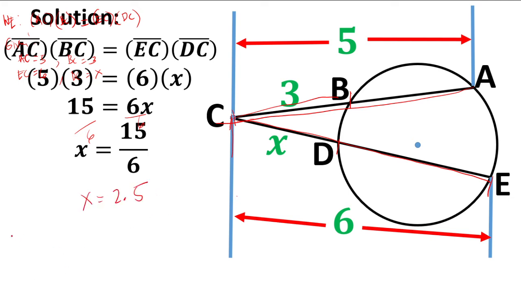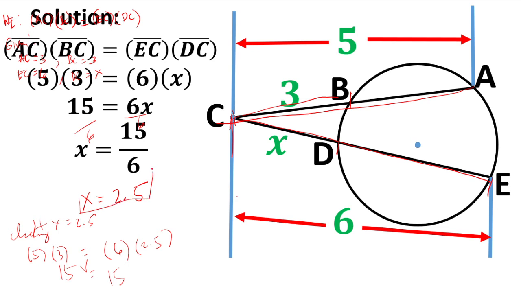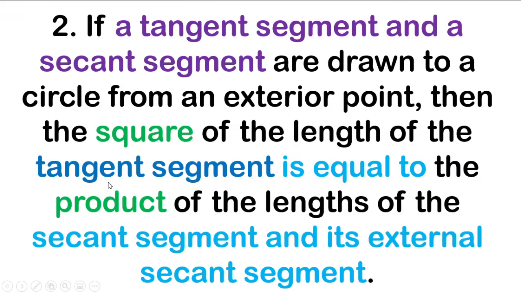Okay? Check natin kung tama tayo. Checking. AC is 5. BC is 3. If X is equal to 2.5, and then we have EC is 6. X is 2.5. 5 times 3 is 15. 6 times 2.5, that is equal to 15. Therefore, X is really 2.5. Okay? Next. Or 5 over 2.